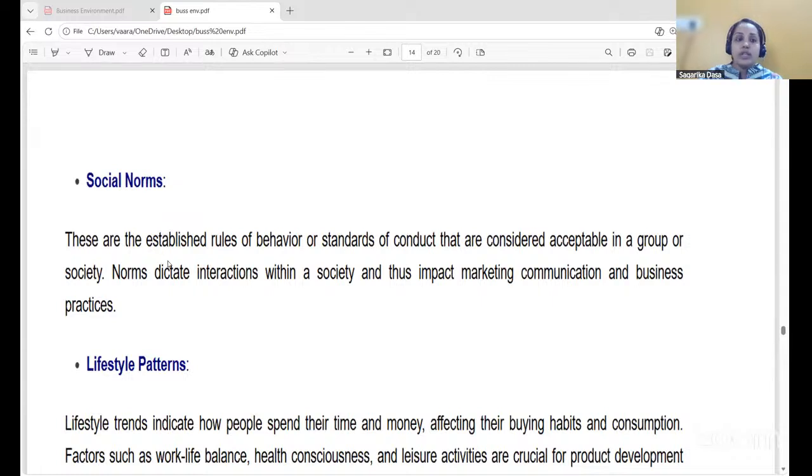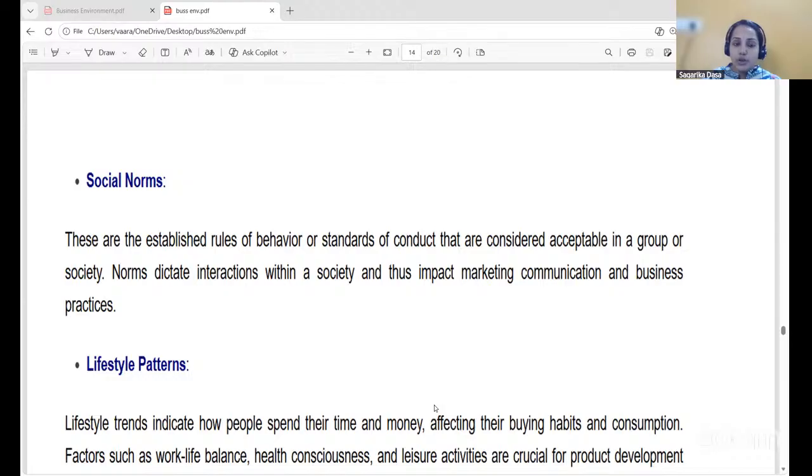Social norms. These are established rules of behavior or standards of conduct that are considered acceptable in a group or society. The social norms define how people have to behave and what standard of conduct has to be maintained by the public in the society.